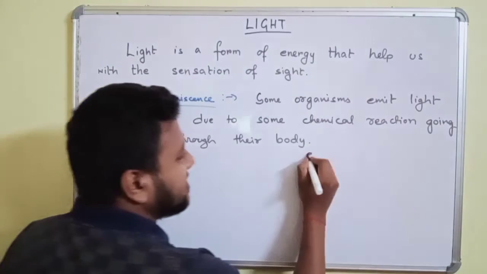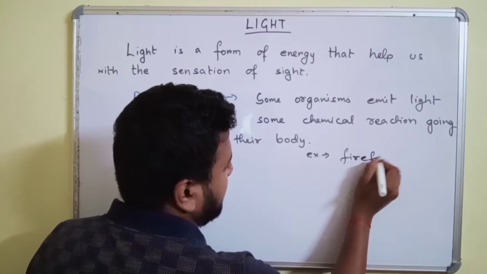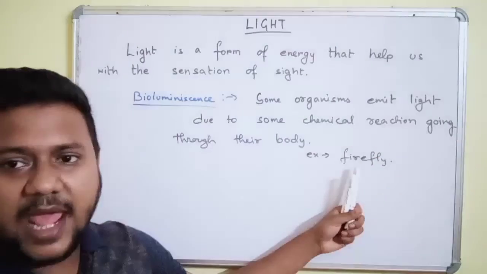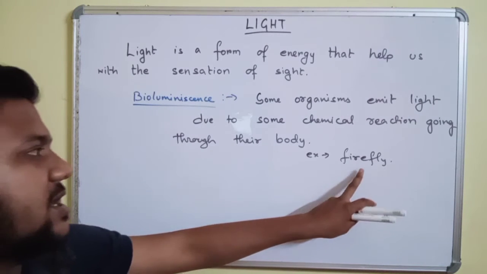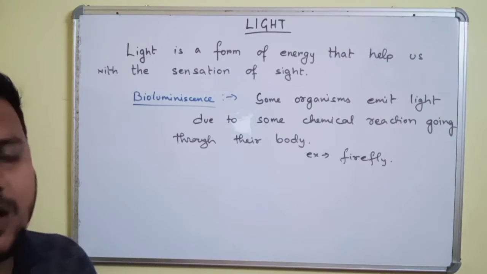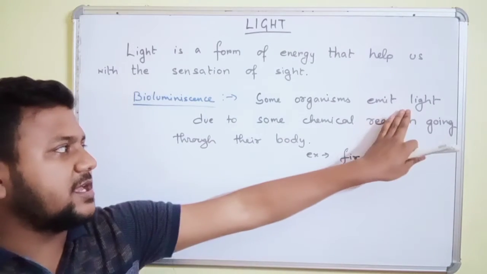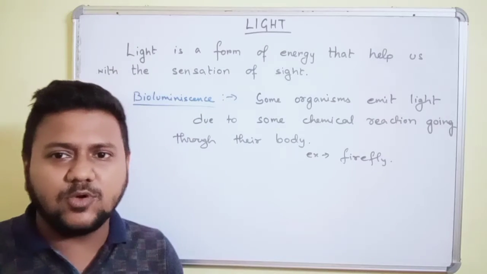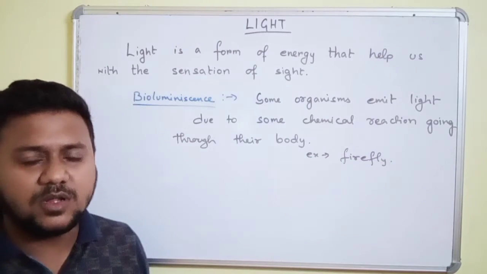We can take the example of the firefly. These are organisms that naturally, by chemical reactions going on inside their body, can emit light. That particular property is called bioluminescence, or sometimes chemoluminescence, because of the chemical reactions going on.